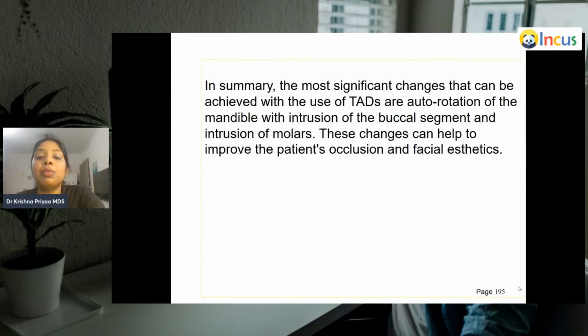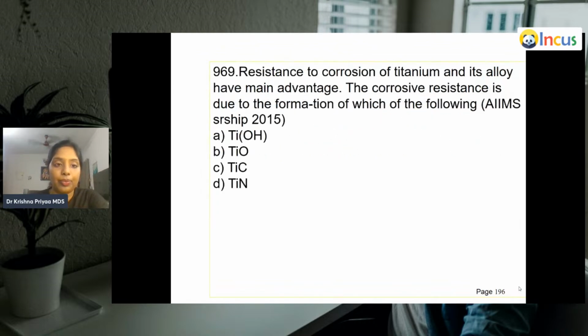So coming to the summary, the most significant change that can be achieved with the use of TADs is auto rotation. So as I said, it is the significant change. All the other conditions are also possible, but this is the most significant one. Okay. So just to summarize, we've learned more about TADs, how TADs are placed, what are the important factors associated with primary stability of TADs, where it is more stable and in which conditions it is more stable, what are the important parameters of an individual implant design, and also which is better, right? So we've seen all about the TAD quality.